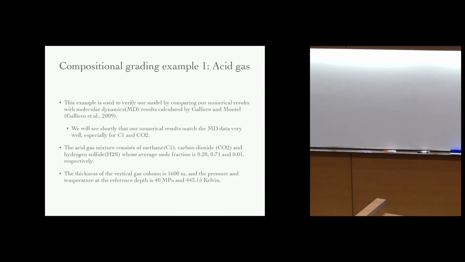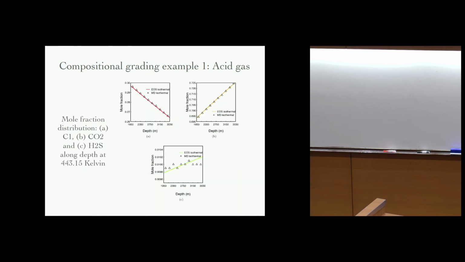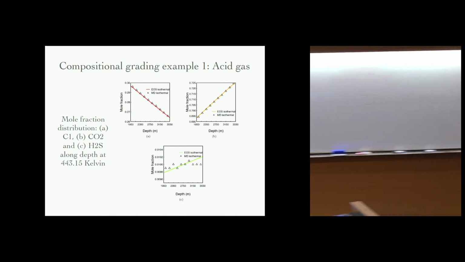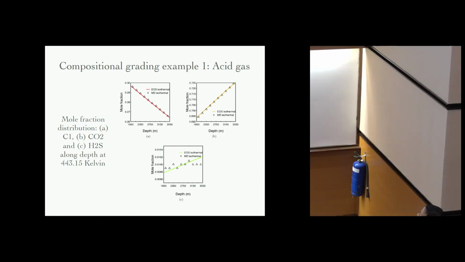So the first example is the acid gas. We have three components, and we predict the composition of each component as a function of depth. For example, I think this first one is methane. Methane is changing with depth, but of course the change is small. It's still some change here, from 22.6 to 0.3, so you cannot ignore it. And the other two are CO2 and H2S.